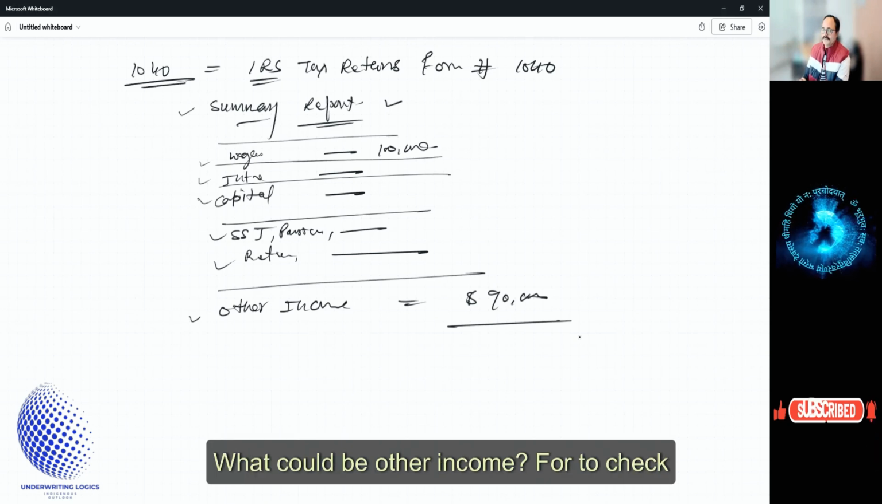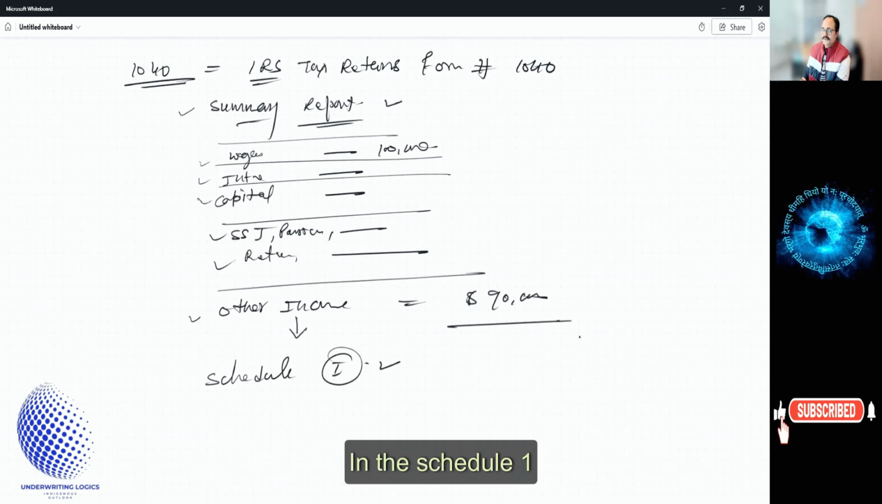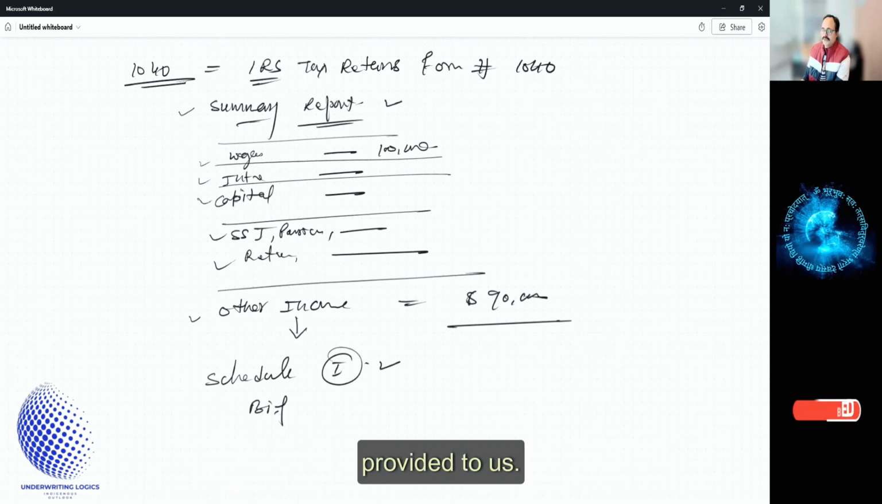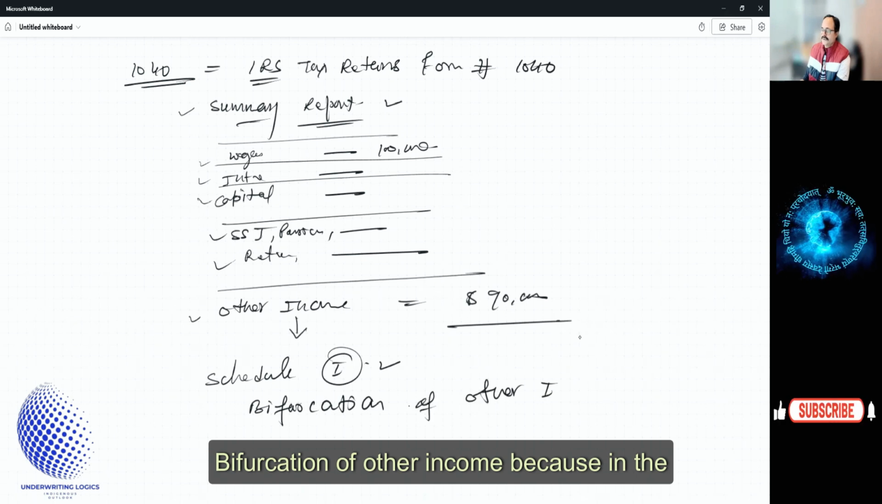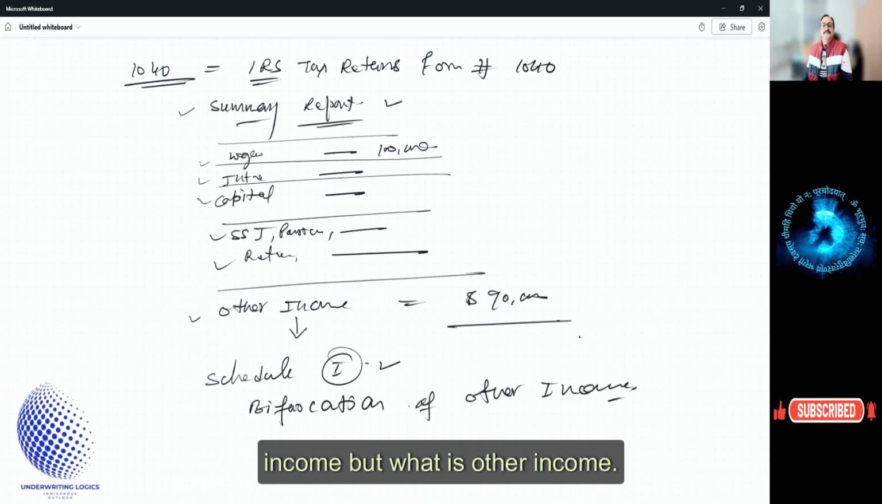What could be other income? To check the other income, we will go to Schedule 1. In Schedule 1, the bifurcation of other income will be provided to us. Because on the summary page, we know the borrower has other income, but what is that other income?